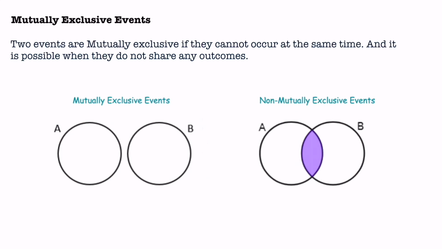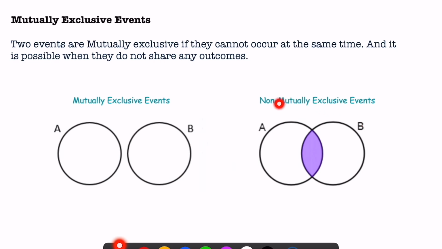So what are mutually exclusive events? Two events are mutually exclusive if they cannot occur at the same time, and it is possible when they do not share any outcome. So here we have shown mutually exclusive events in a Venn diagram. They do not share any outcomes, so they are mutually exclusive.